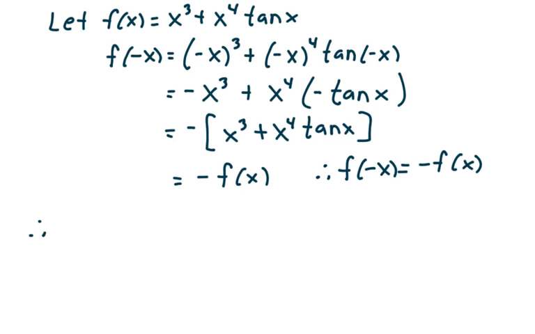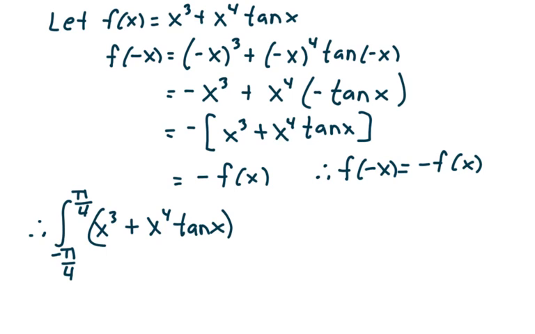Therefore, the integral from negative pi over 4 to pi over 4 of x cubed plus x to the 4th tangent x dx is equal to 0 immediately. We don't have to do any substitution or anything of that nature. And that right there is problem number 67.